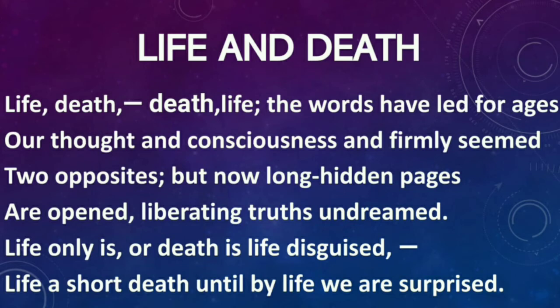Here, the poet says that first of all there is only life and there is no death. Now, he is defining death in terms of life. He calls death life disguised. Even if there is death, it is only life disguised. Perhaps the poet means that they have only made a transition from one state to another. What appears to be death is another kind of life.